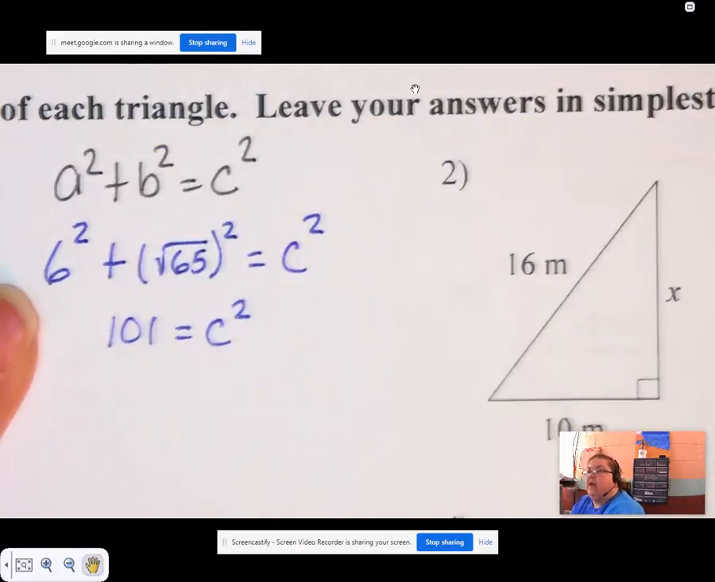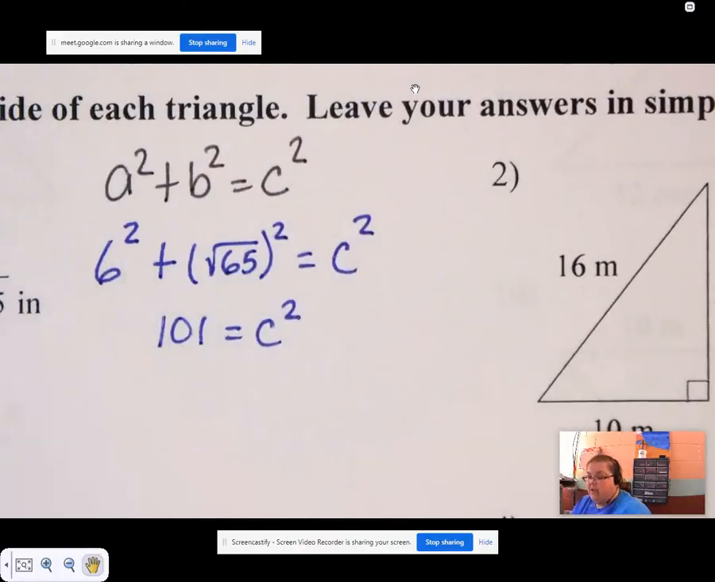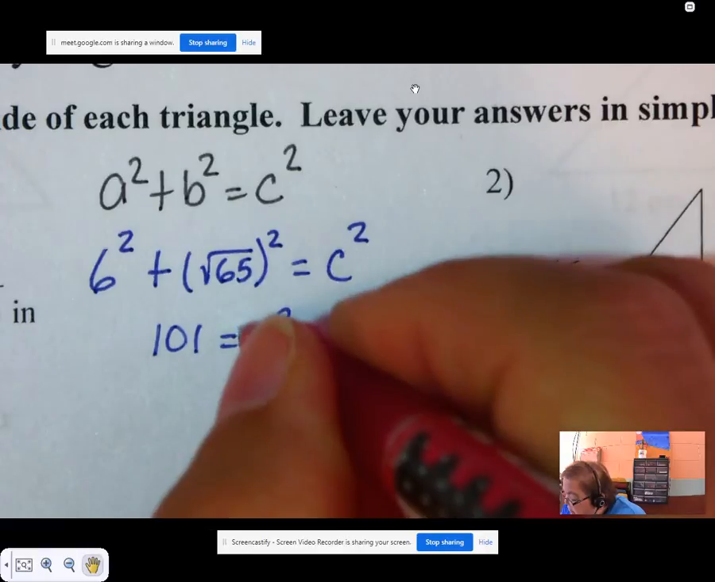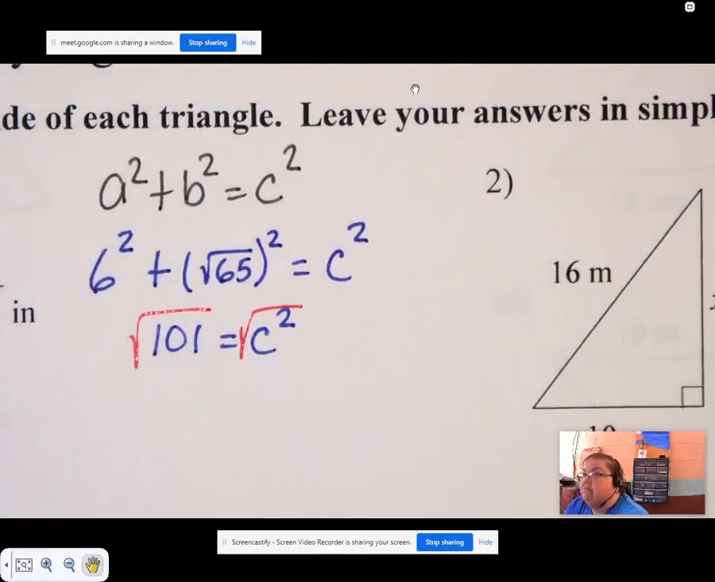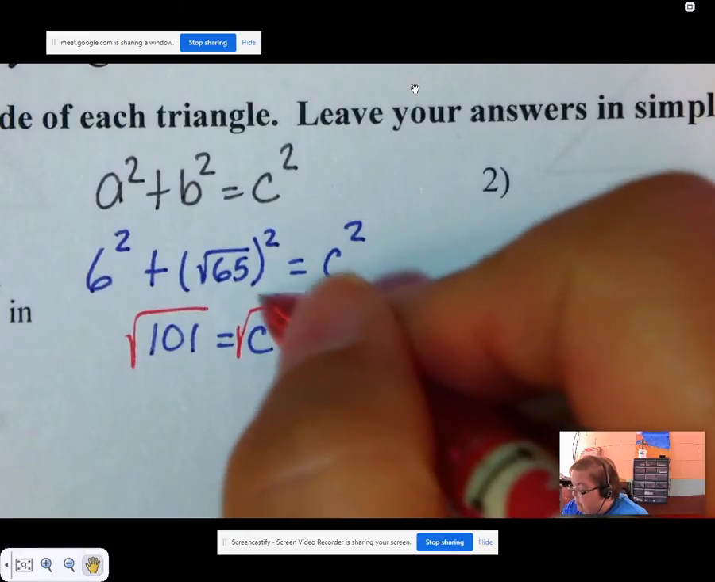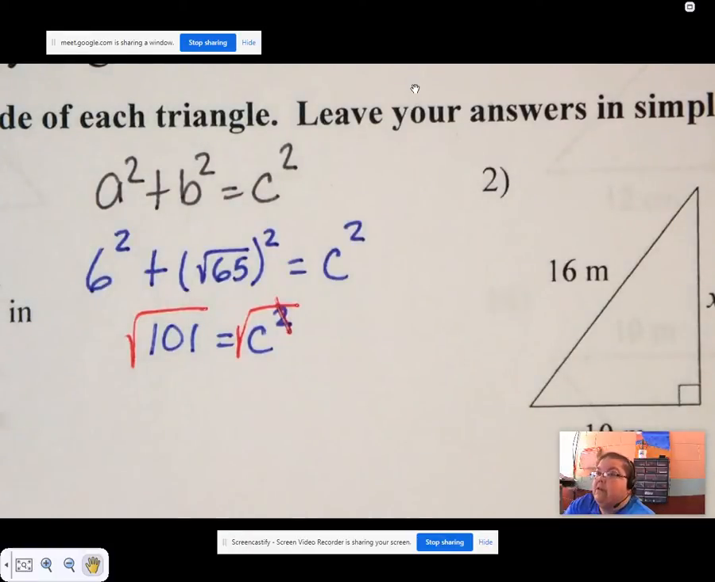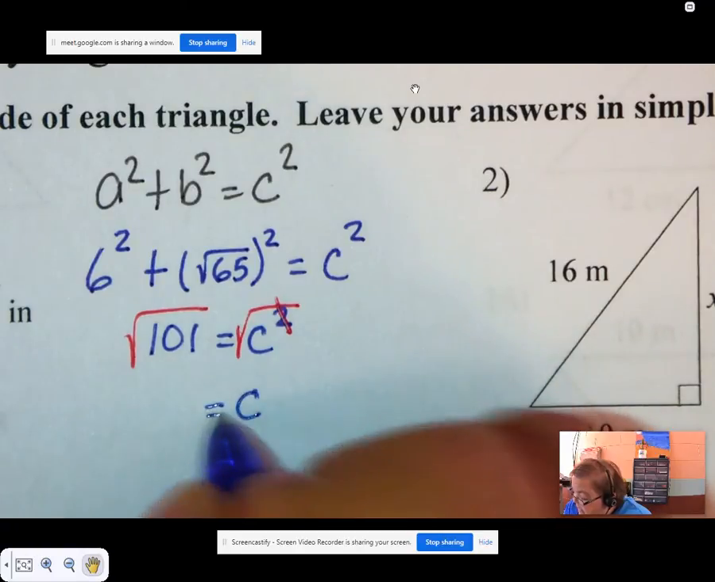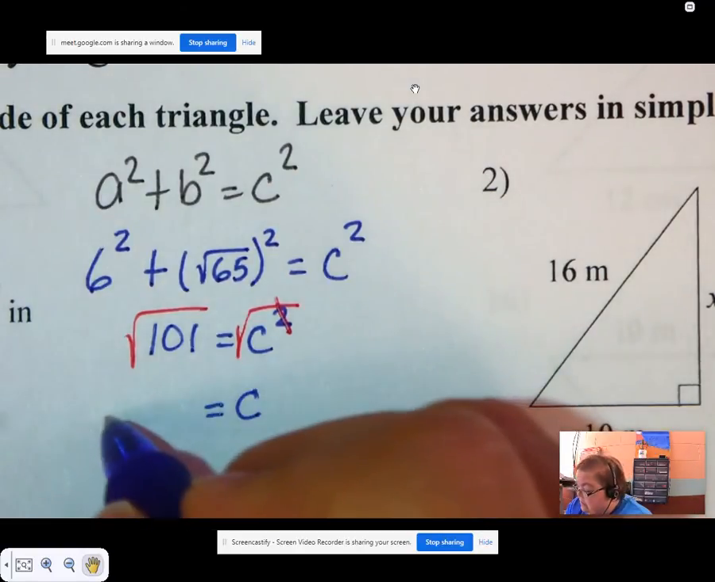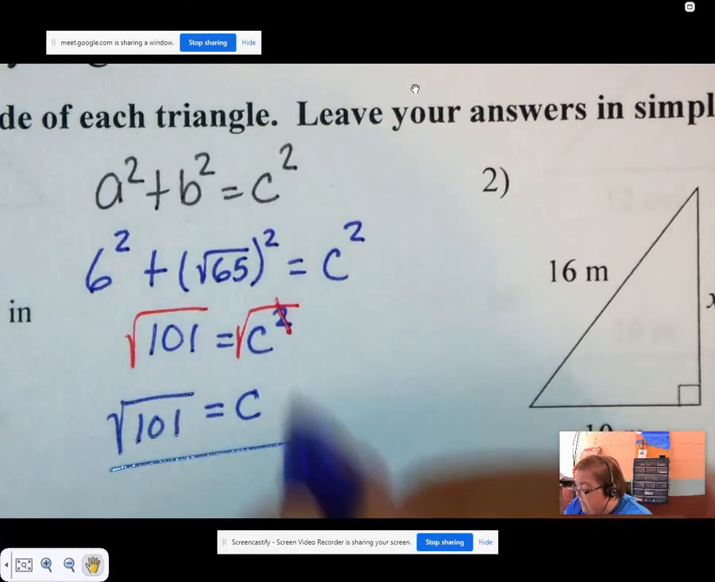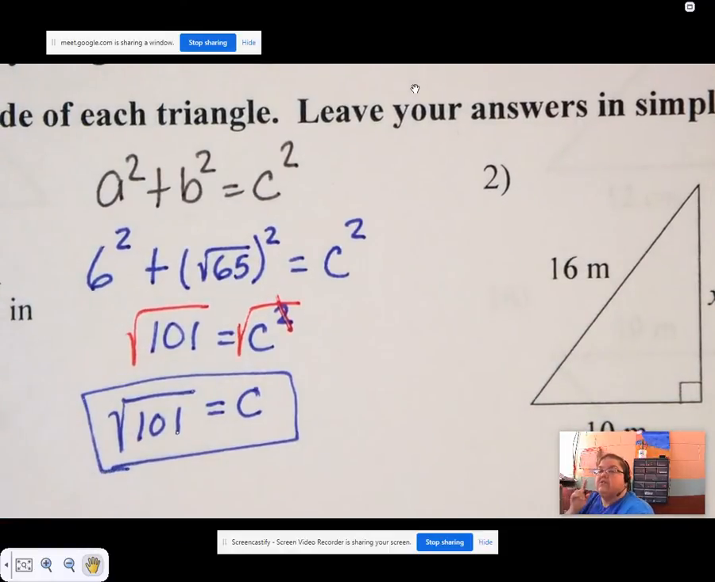Okay? So I have 101 equals c squared. C squared doesn't tell me anything. I want to know what c is. So now I take the root of both sides. Remember, the root and the square cancel each other. And this is just going to be c. And this is one of those numbers that is not going to simplify. So this is going to be your answer. Simplest radical form. 101 will not simplify. There's not a perfect square in 101. Okay? Questions?